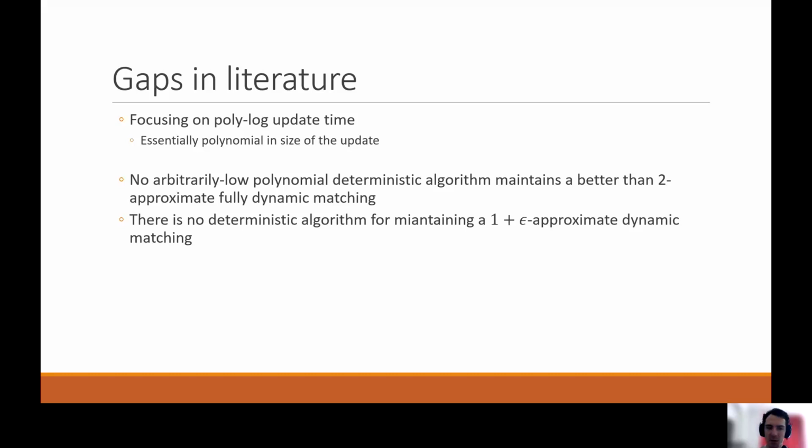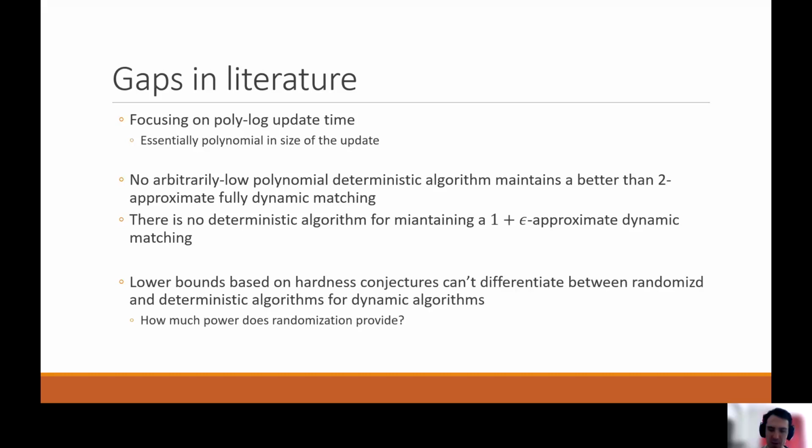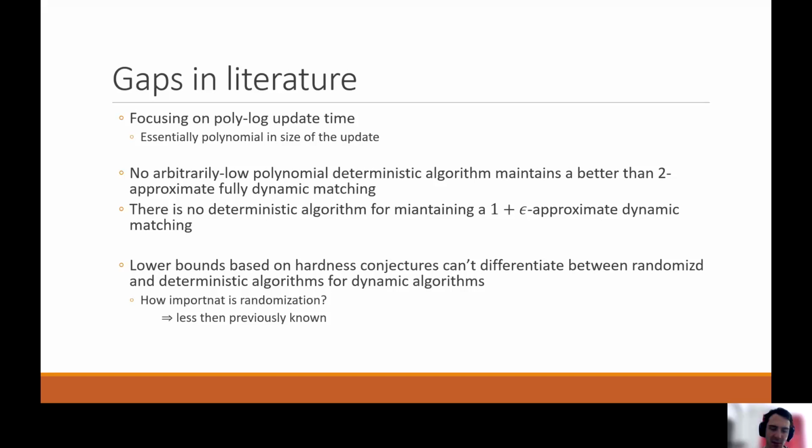And this begs the question whether randomization actually provides any power. How much power does it provide? How necessary is it? Since lower bounds based on hardness conjectures, which are used in dynamic algorithms to get hardness bounds, don't really differentiate between randomized and deterministic algorithms. So this is not an obvious question. And our result essentially shows that randomization matters less than previously known.